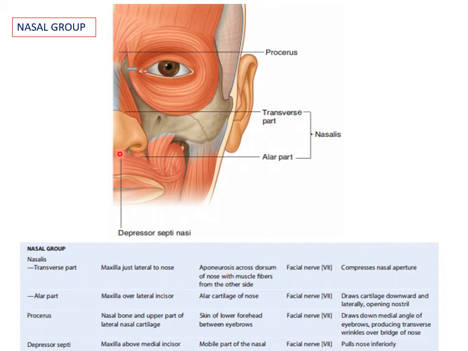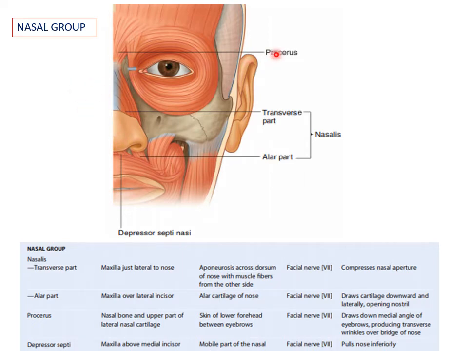depressor septi nasi. It arises from the maxilla above the medial incisor. That was lateral incisor, and that is above the medial incisor, and it is inserted into the septum of the nose, the nasal septum. The mobile part of the nasal septum is attached to this part. The depressor septi nasi is also supplied by the facial nerve, and it pulls the nose inferiorly. It is depressing the septum of the nose, so pulling the nose inferiorly.